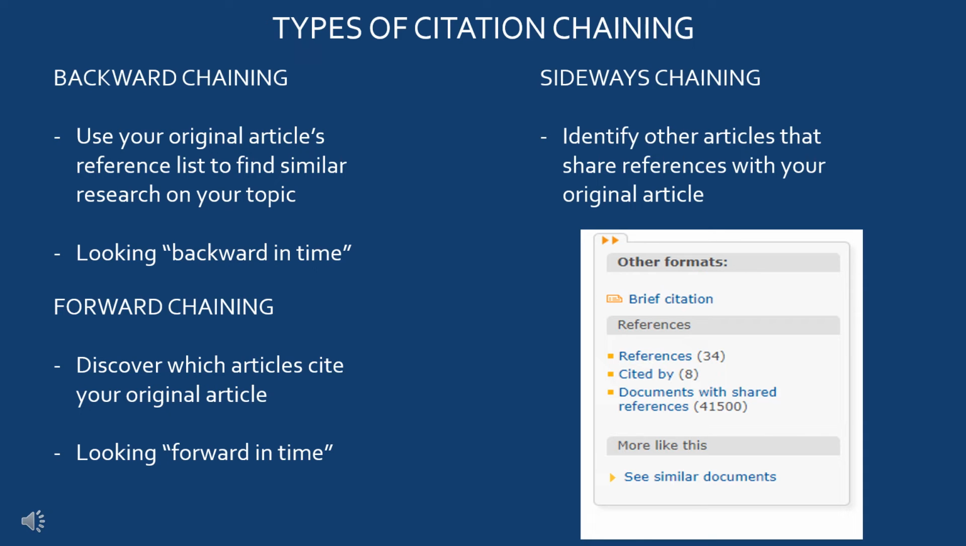The last method, sideways chaining, identifies articles sharing some of the same references as your original article. Although those other articles might not cite your original article directly, this is particularly true if they were written concurrently, this method is helpful if you want to see how others in the field are viewing and using the research available to them. In the case of our example, however, sideways chaining might not be the best option. Sifting through over 40,000 other articles would be quite the task.